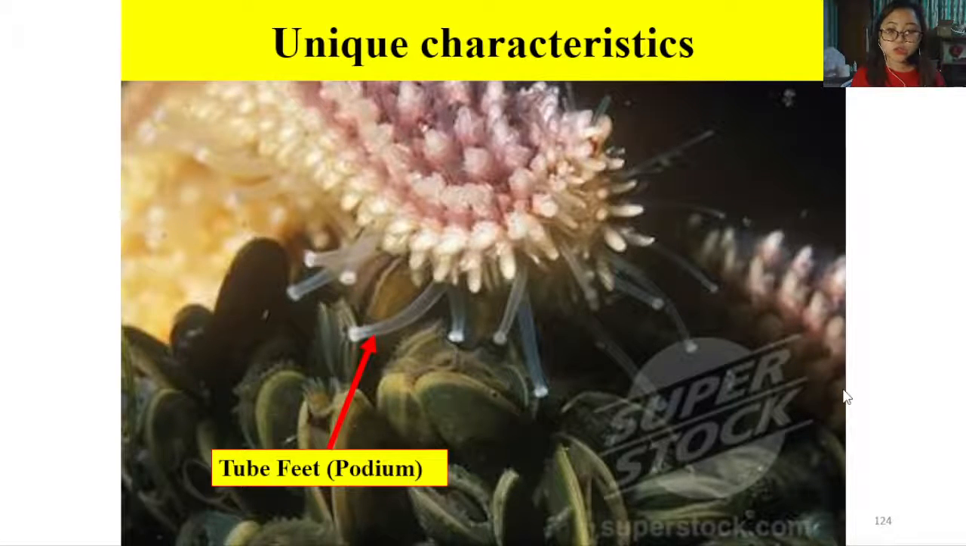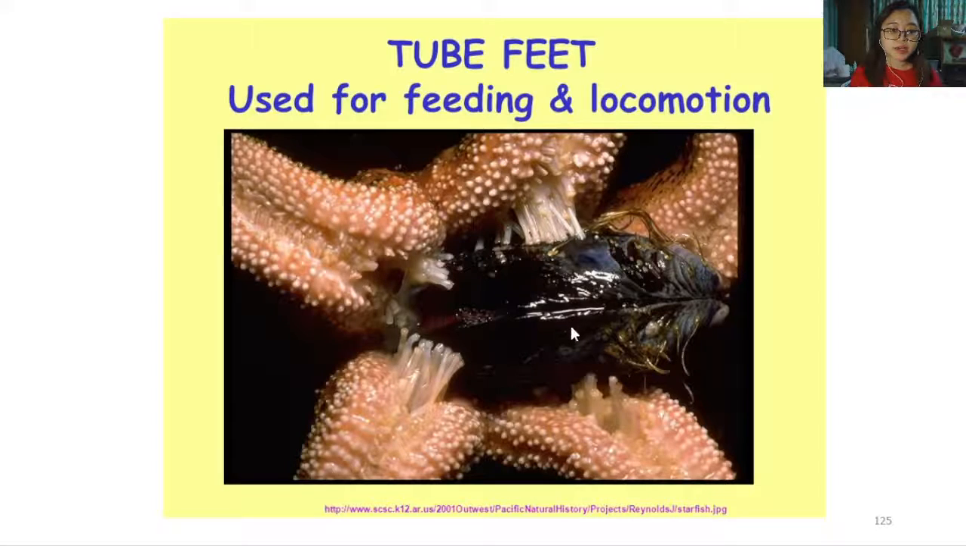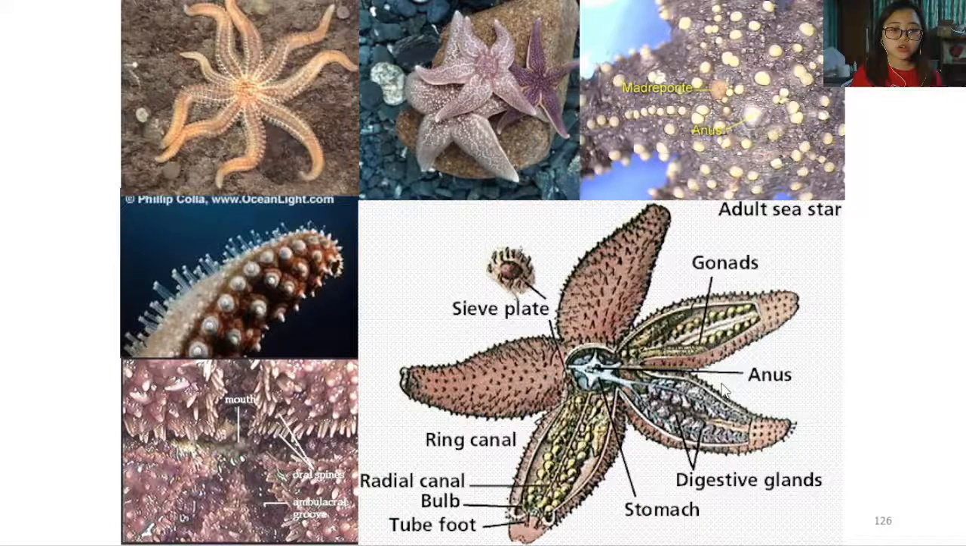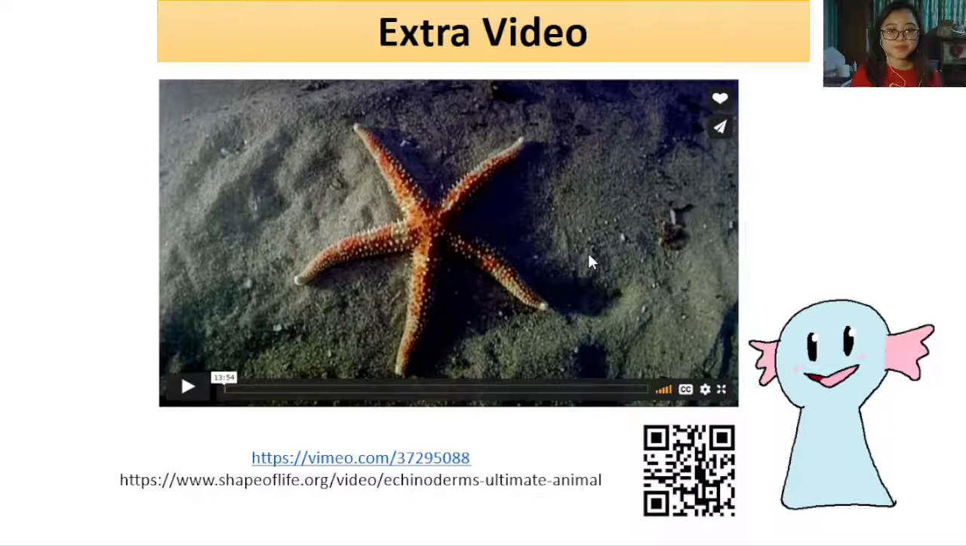Here I just want to show you a few more pictures that illustrate the unique characteristics of echinoderms. Over here we have the tube feet of a starfish being shown over here. You can also see in this picture the tube feet is being used for feeding and locomotion. Here it's eating on another organism. And more pictures and also diagrams of tube feet here.